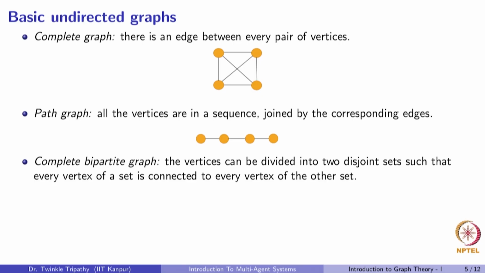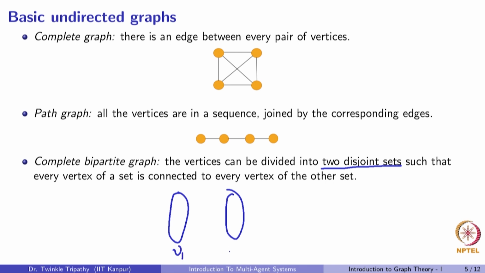The third commonly used graph is that of a complete bipartite graph. Now, bipartite graphs are something that appear extremely commonly in social networks, in sociology, and in several places. So, what is it? Now, in a complete bipartite graph, the set of vertices V gets divided into 2 parts, into 2 disjoint sets, such that every vertex, so let's denote it.